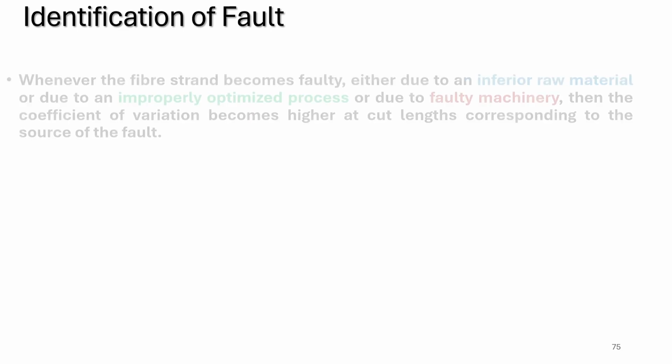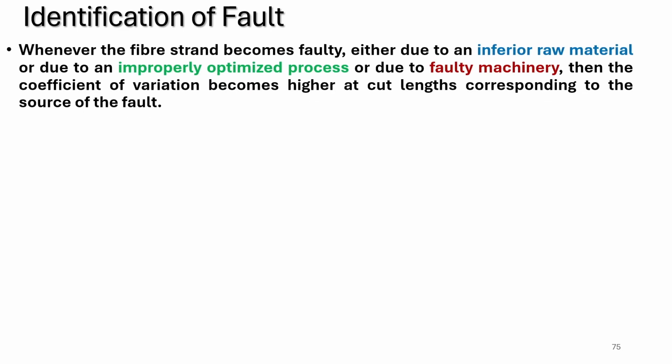So, we can identify the fault whenever the fiber strand becomes faulty, either due to inferior quality of material, or due to improperly optimized process, or due to faulty machinery. So, these are the different causes of the fault. Faulty machinery we can identify through the spectrogram, but improper optimization and inferior material, the spectrogram will not be able to identify.